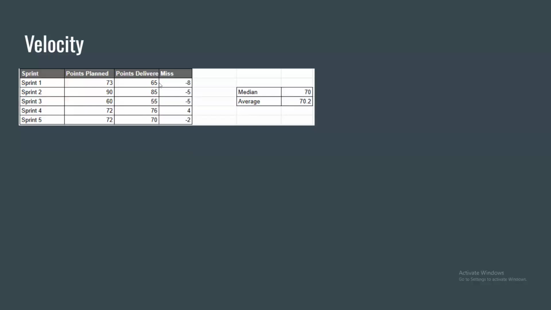But let's come back to velocity. So points delivered, median is 70 for the last 5 sprints, and average is also something similar. Usually these numbers vary, but the numbers I put in here, just to give you an example, are coming up fairly close.